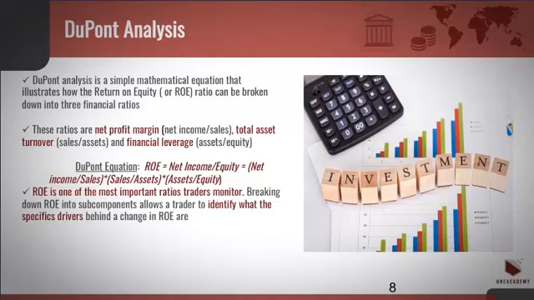DuPont equation, ROE equals net income divided by equity, equals net income divided by sales times sales divided by assets times assets divided by equity. ROE is one of the most important ratios traders monitor. Therefore, breaking down ROE into subcomponents allows a trader to identify what the specific drivers behind a change in ROE are.